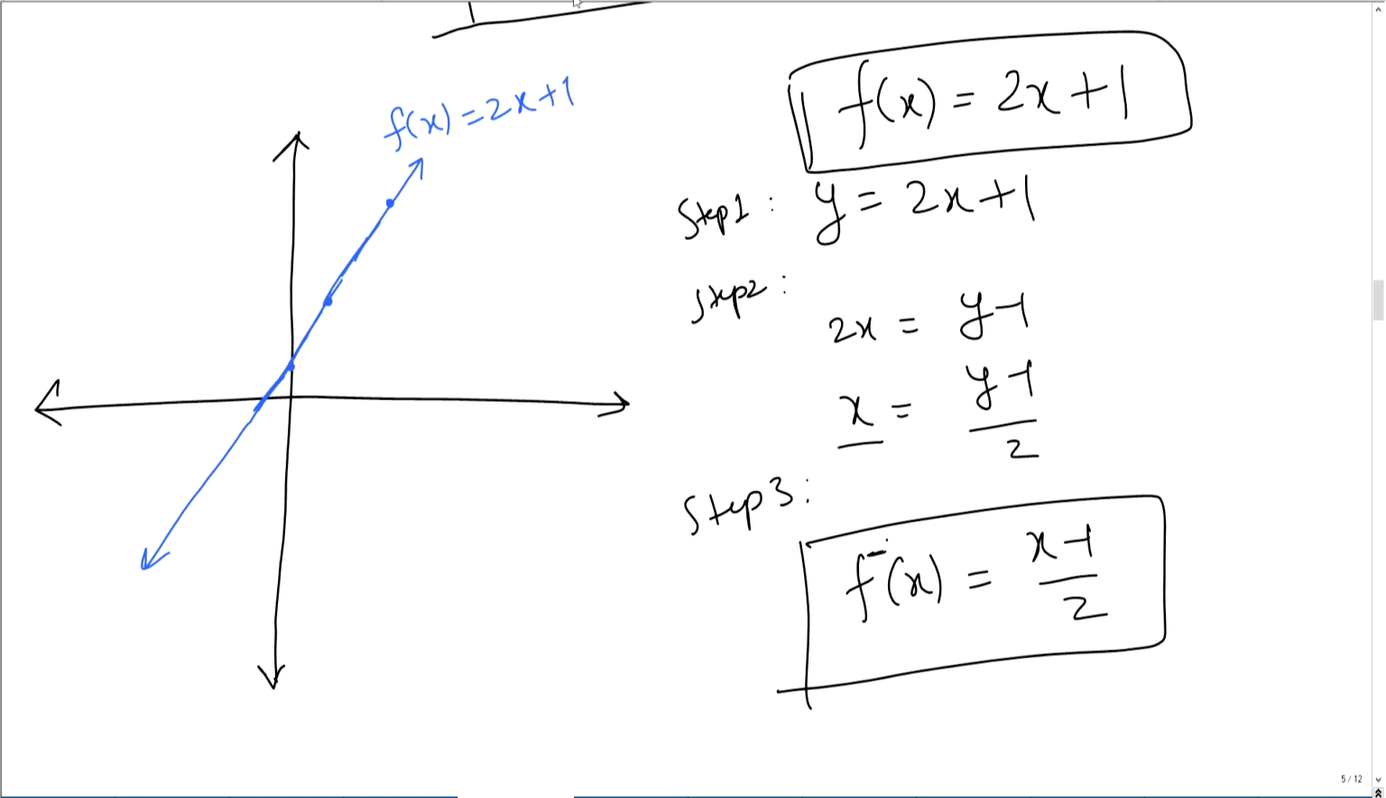Now let us draw the graph of the inverse function using red ink. What is the inverse function? (x minus 1) by 2. So what would be the value of this function at x equals 0? When x is 0, the value of this function would be minus 1 by 2, somewhere here. And at x equals 1, the value of the function is 0. So the function is 0 here.